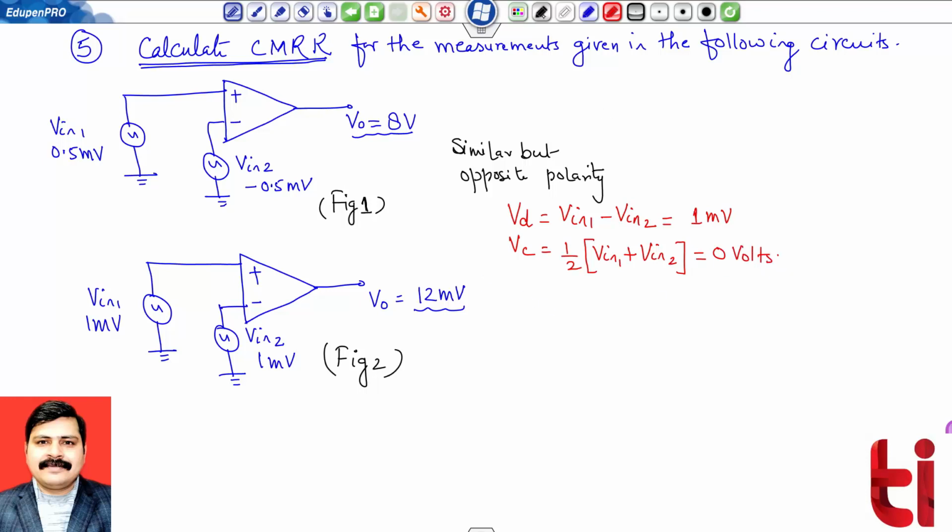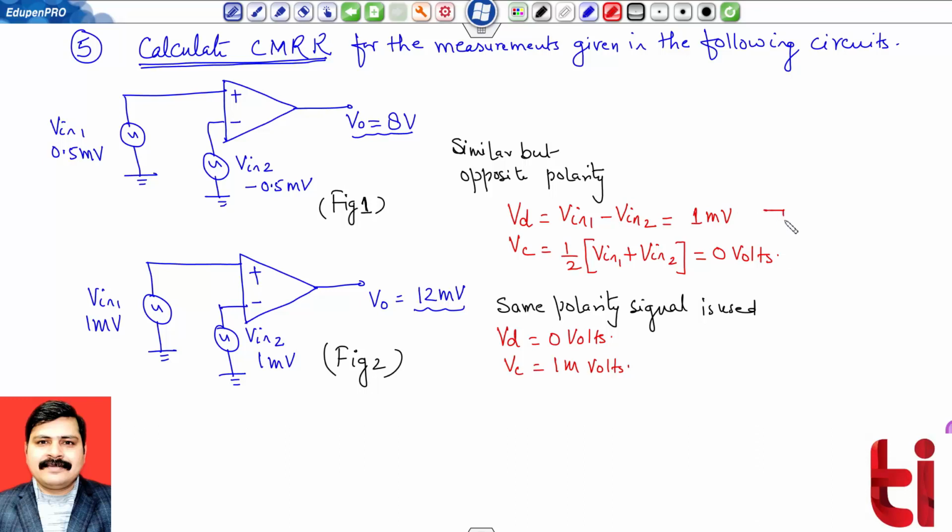And in the second case, you can check same in magnitude as well as in polarity. So same polarity signal is used. So with the same exercise now, Vd will be equal to 0 volts. And what about Vc? The common signal is 1 plus 1, 2 divided by 2 is 1. So it is 1 millivolt.